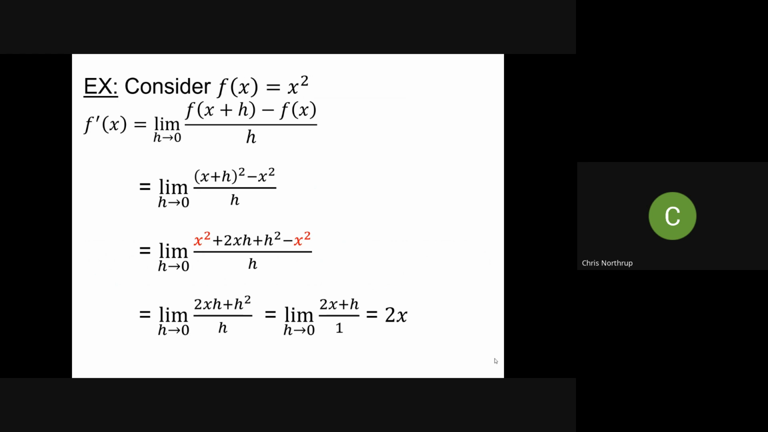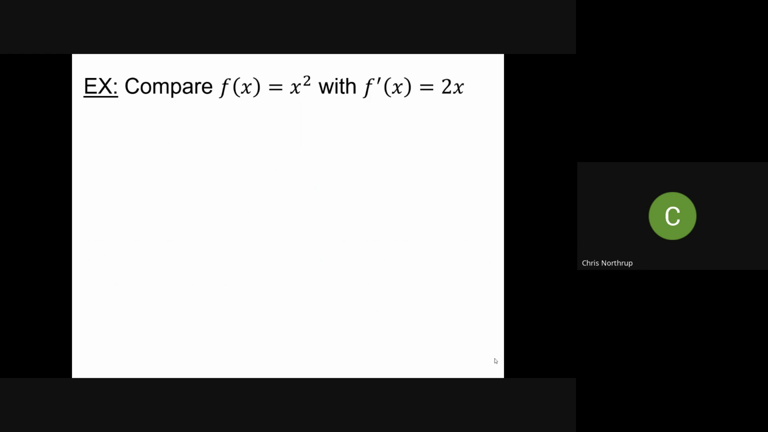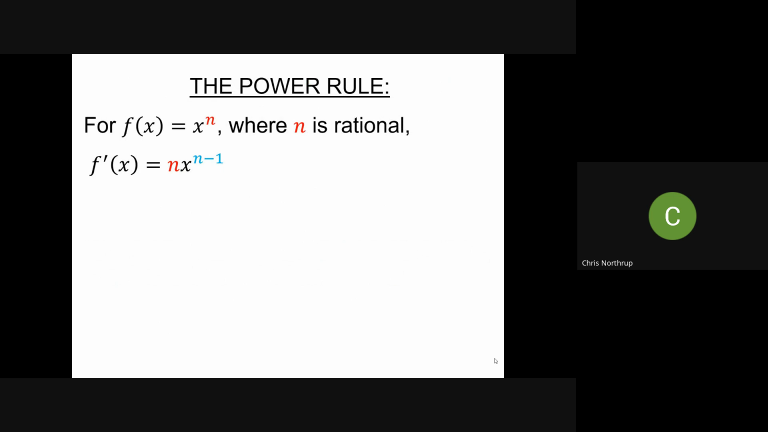So let's take a look at what we started with and what we ended with. Let's compare x squared with 2x. x squared was my original function. 2x was the result after performing that specific limiting process, the limit of that difference quotient. Let's compare and contrast. I had a 2 as an exponent. Now I have a 2 as a coefficient. Also, it looks like my exponent 2 is now a 1. So there's a pattern here, and this would have worked out if we had x cubed, x to the fourth, etc. So this is called the power rule.